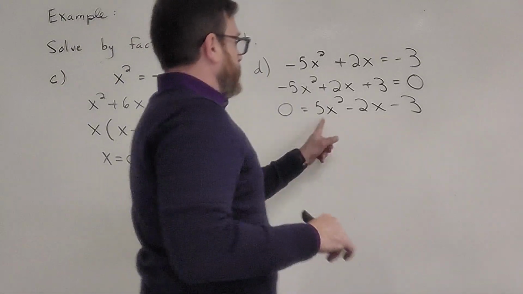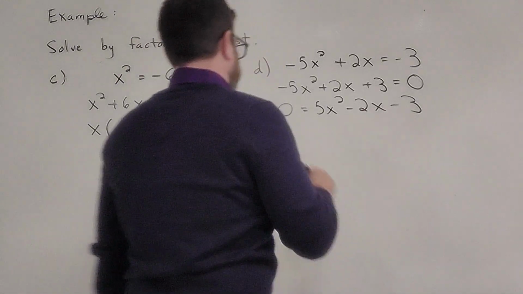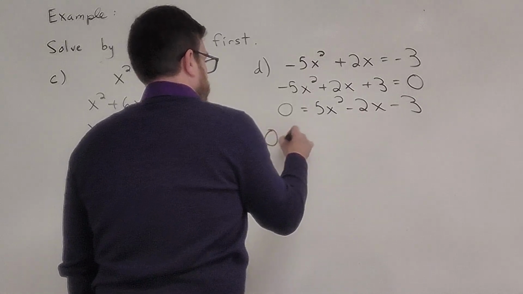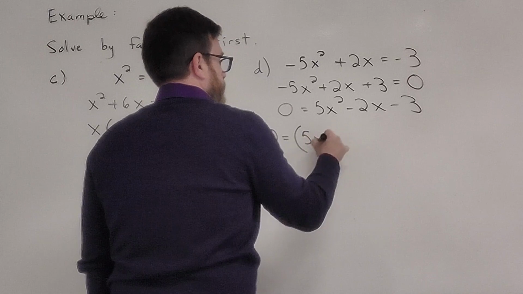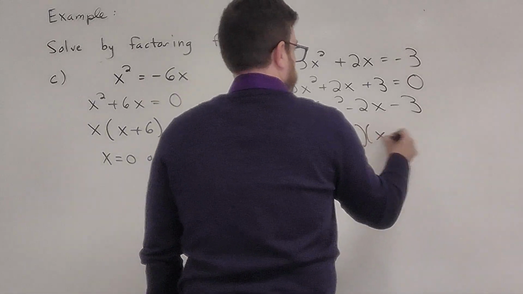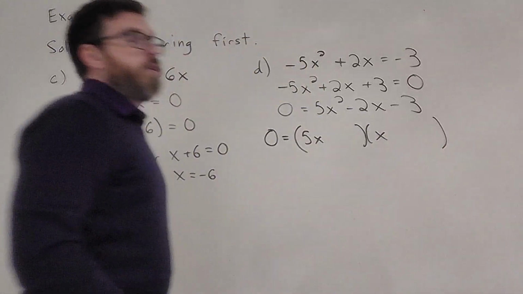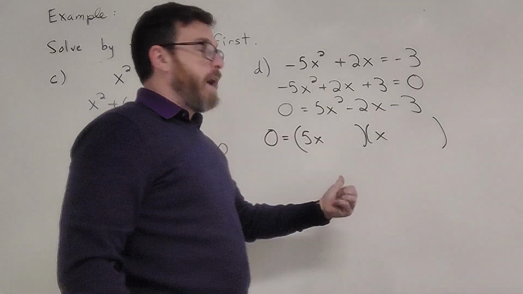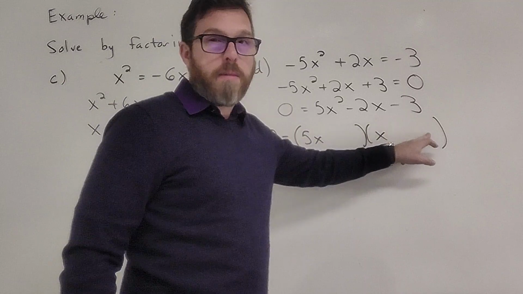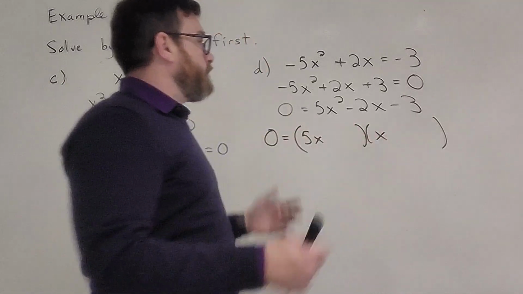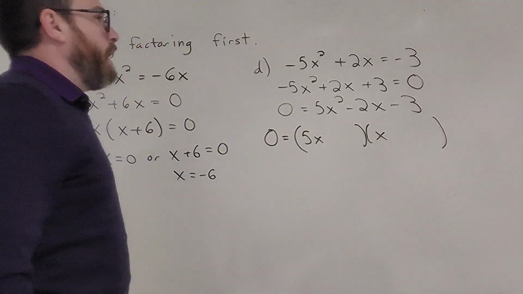Now we can go ahead and do our AC method or our guess and check method. It might not be too bad since both of these numbers are prime, so let's go ahead and use that guess and check method. So 0 is equal to, in order to yield a 5x squared, the first one's going to have to be a 5x, and the next one's going to have to be an x. Now, in order to yield a negative 3, one's going to have to be a positive 3 and a negative 1, so either this is positive or negative 3, either this is positive or negative 1, but we know that outside and inside have to come out with a negative 2.